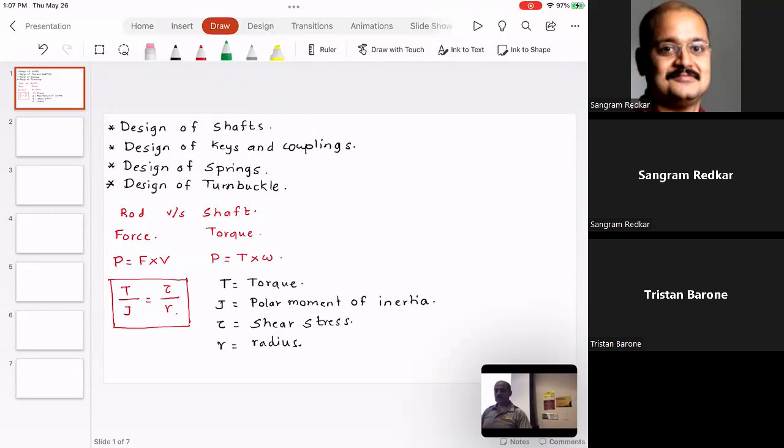Now, one thing I want you to understand, probably you have seen the exact same equation when you studied mechanics of material or engineering design. But the difference here is this J and this R. They pertain to the dimensions of the shaft. Torque comes from the power transmission requirement. This is a requirement, and tau is the material property.